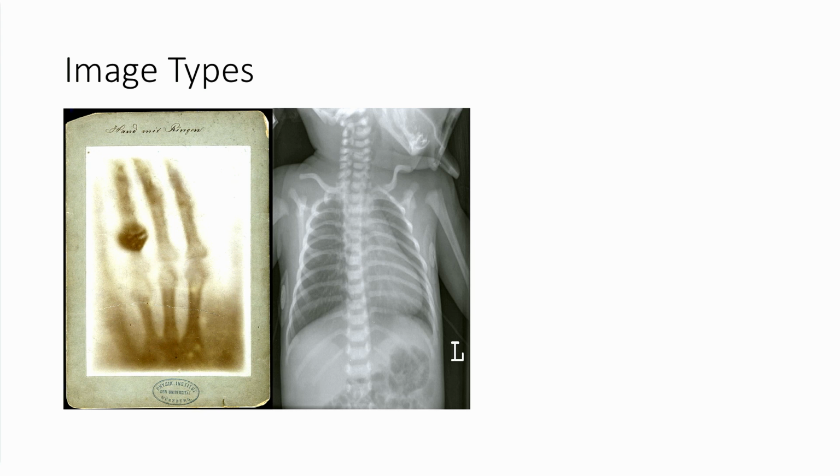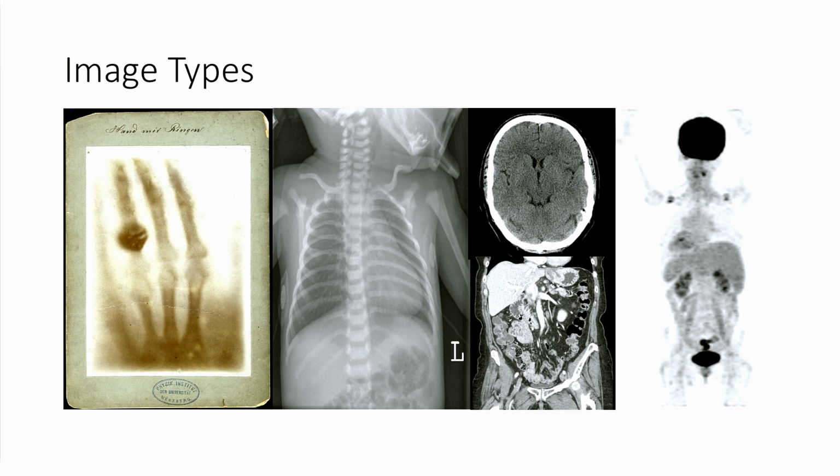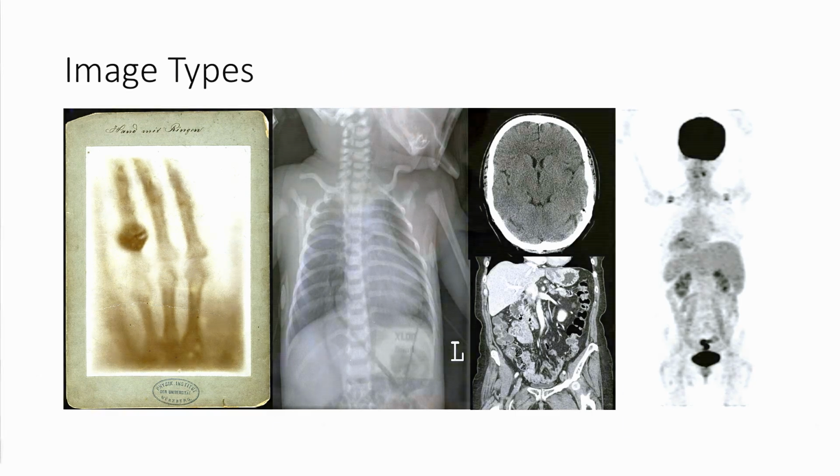I'll tell you a little bit about image types. Some of you might recognize this. This is the first X-ray image ever taken, in 1895 by Wilhelm Röntgen. This is a chest X-ray of a kid. These are CT images. That's a PET image, positron emission tomography, which is primarily used to look at metastatic tumors. Then I'll show you this. That's a brain.